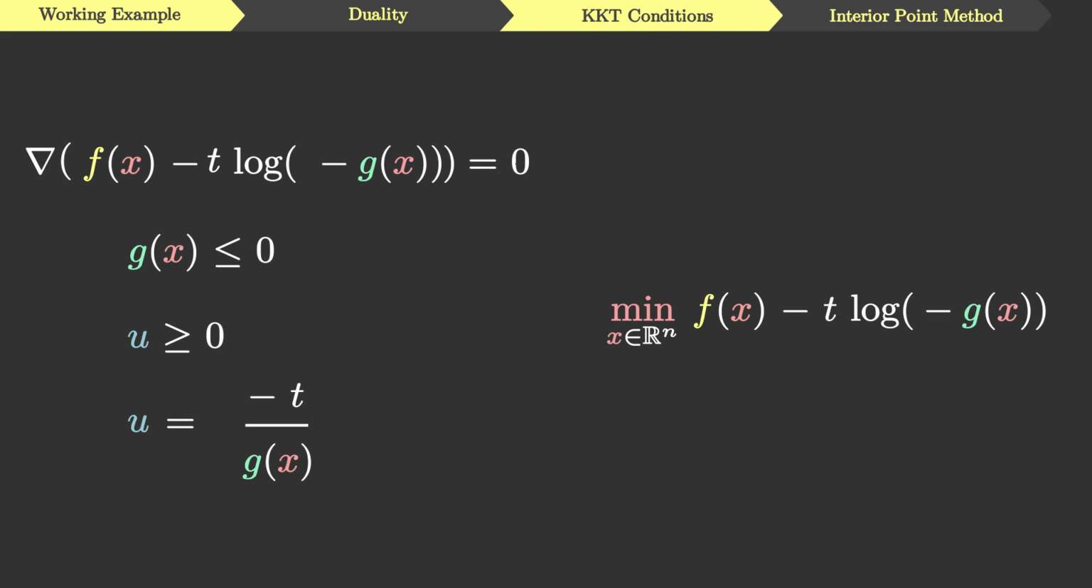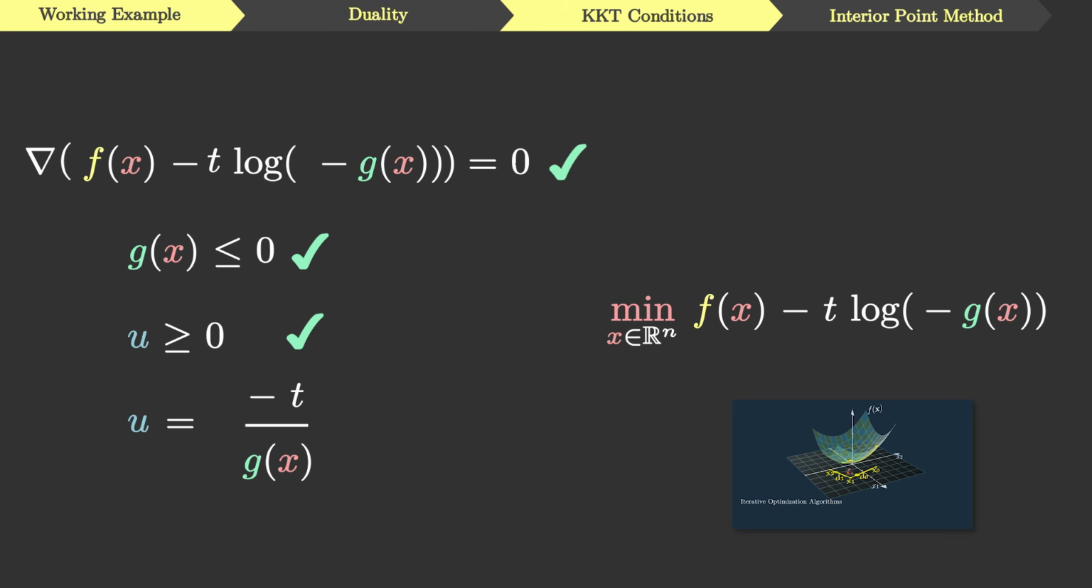Indeed, at the point where the minimum is attained, we know that the gradient must be 0. And as a bonus, note that if you succeed in minimizing this function, then the solution that you will find will automatically satisfy the constraint g of x smaller than 0, because if g were positive, log minus g would be plus infinity. And as a bonus of this bonus, u will be automatically positive. So from now on, we are in unconstrained minimization territory, and you can use something like Newton's method to perform this minimization.